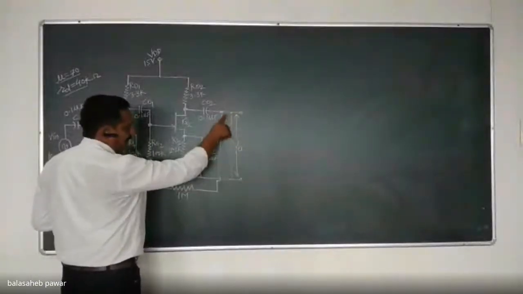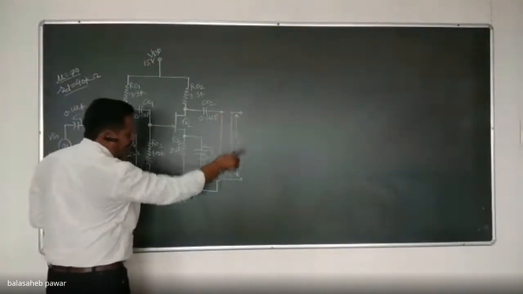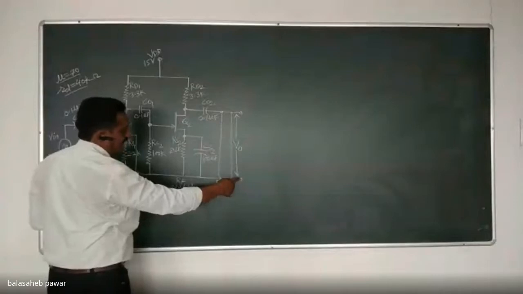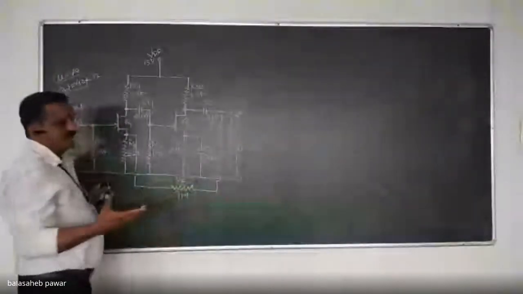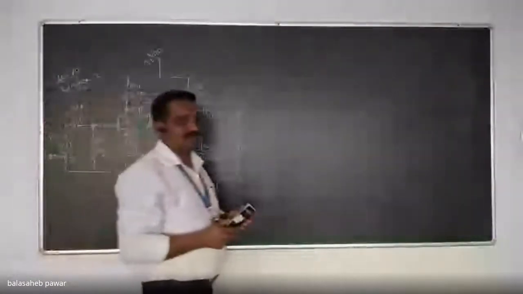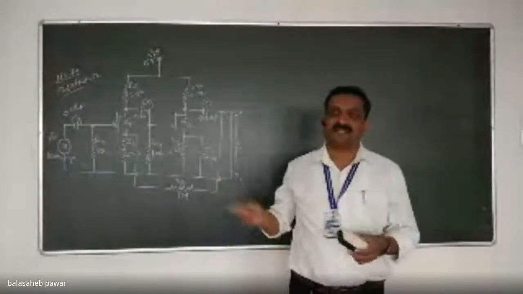To the same terminal, feedback network is connected, this one. So if we make a short circuit over here, that means we are making this terminal go to the ground. And when it goes to the ground, how much will be the feedback? 0. That means feedback signal will become 0. Is it clear? Or shall I explain it again?